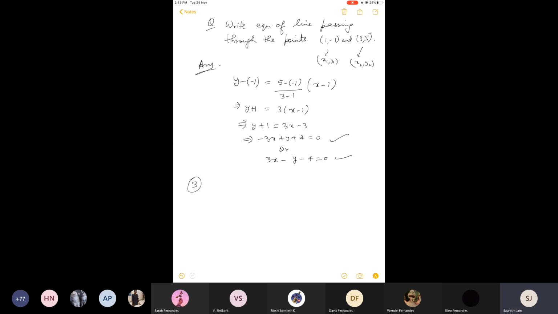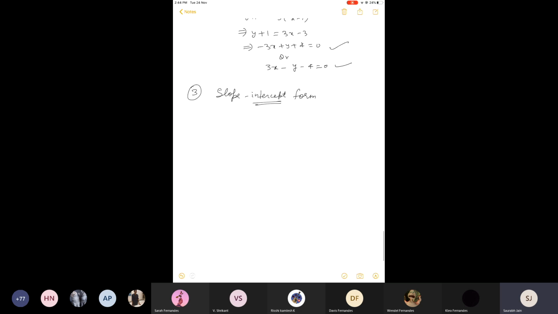Now comes the third form, which is slope intercept form. Now this term is new for you, intercept. Let us discuss intercept first, then I will tell you what is slope intercept form. Let us understand this concept with the help of graphs first. Suppose, try to understand this thing.